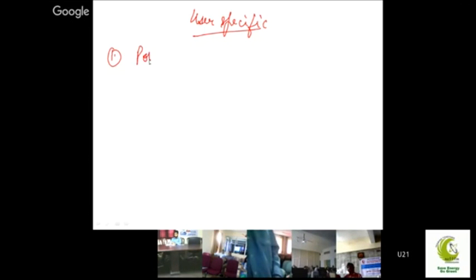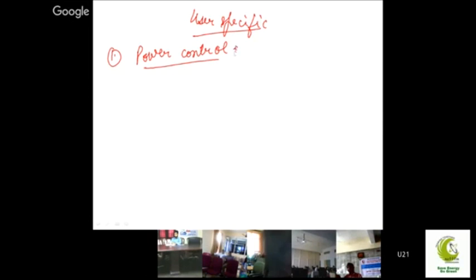So first was the user specific function of RRM. User specific. First is power control. Power control. So what was that?